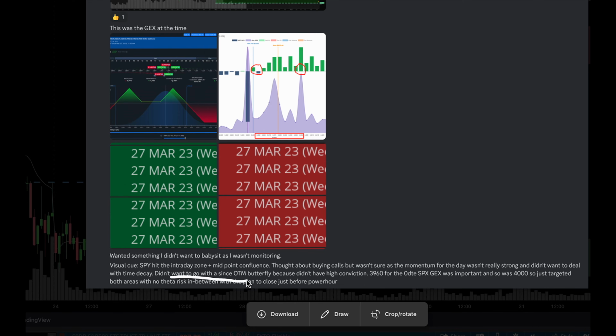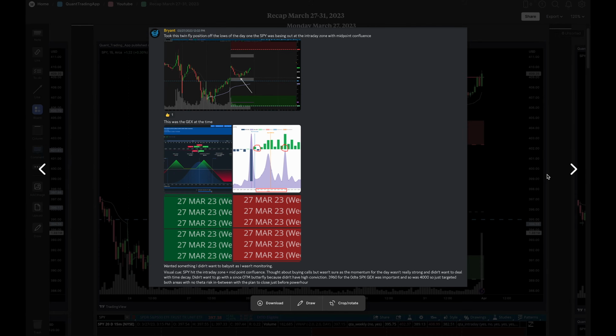I didn't want to go with an out-of-the-money butterfly because I didn't have high conviction. The 3960 for the 0 DTE SPX GEX was important. So was the 4000. So I just targeted both areas, right? Again, the market is open here, so I don't have time to actually type out. It's not very articulate. It's just trying to get the information out pretty quickly. What exactly did I mean by that?